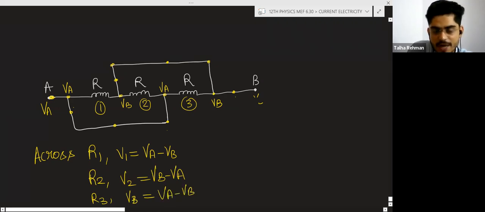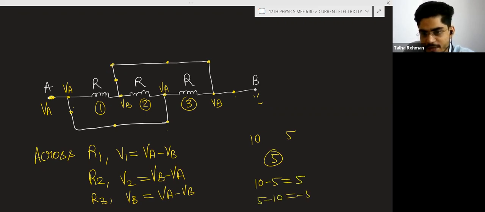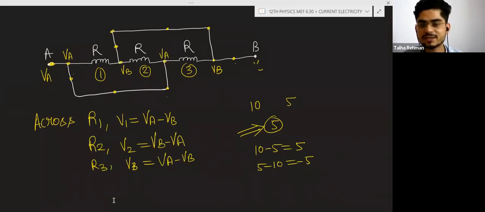Suppose I have two numbers, 10 and 5. The difference between these two numbers is 5. You can write either 10 minus 5, which gives 5, or 5 minus 10, which gives minus 5. But I am just talking about the difference. So the potential difference across each resistance here is the same, which means all three resistances are connected in parallel combination.